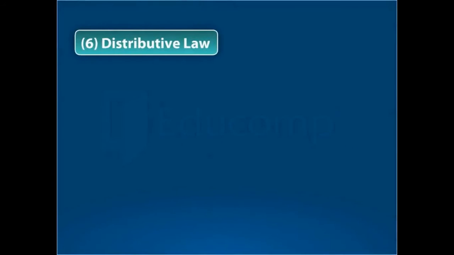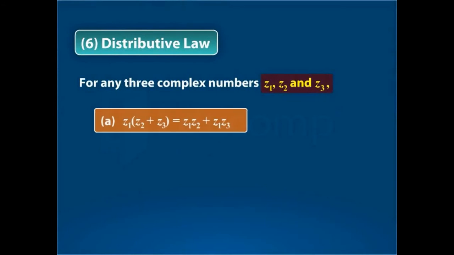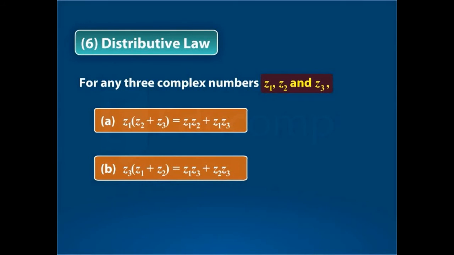The distributive law. For any three complex numbers z1, z2 and z3, z1 within brackets z2 plus z3 is equal to z1 into z2 plus z1 into z3. z3 within brackets z1 plus z2 is equal to z1 into z3 plus z2 into z3.